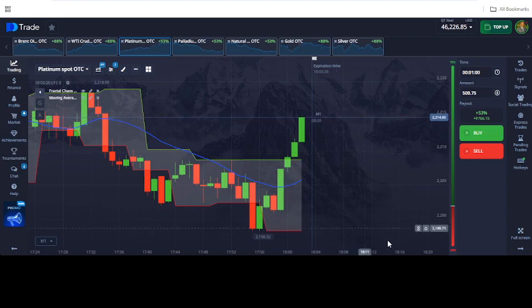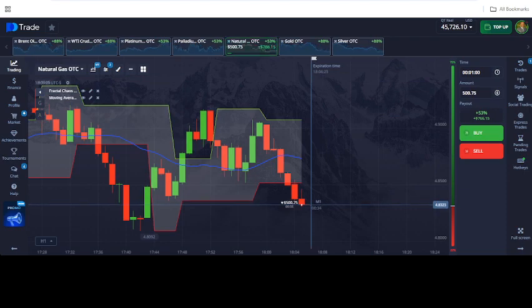Okay, so I'm going to pause the video and look for the next setup. Okay, so I'm on natural gas OTC, and I just took a sell trade here. The reason why I took the sell trade is I'm beginning to see a bearish movement in the price here. We have several red candles that have developed here. The price is printing below this 20 SMA line.